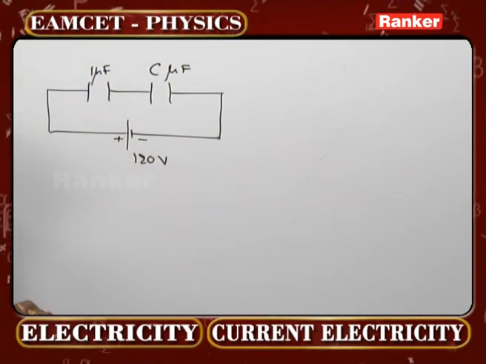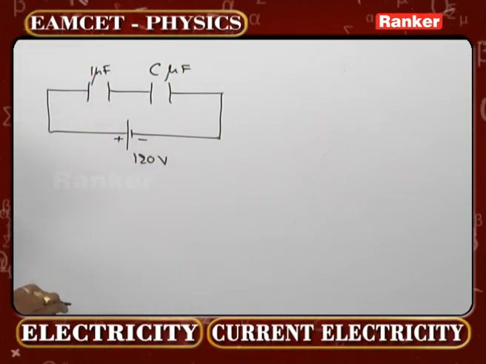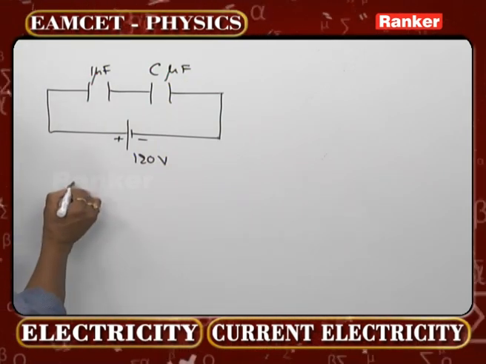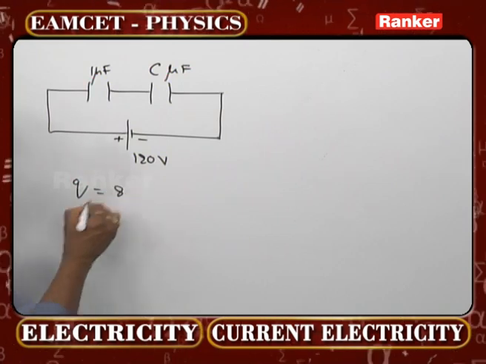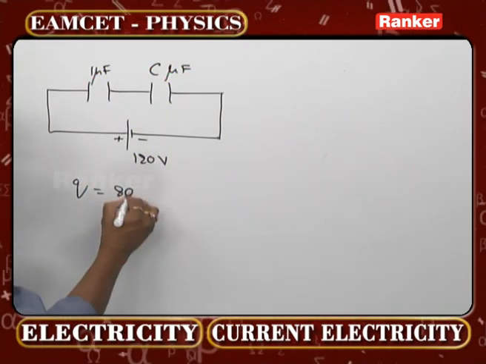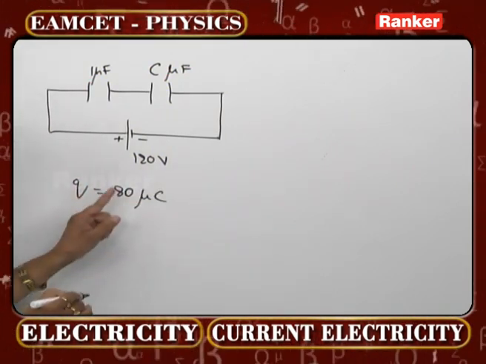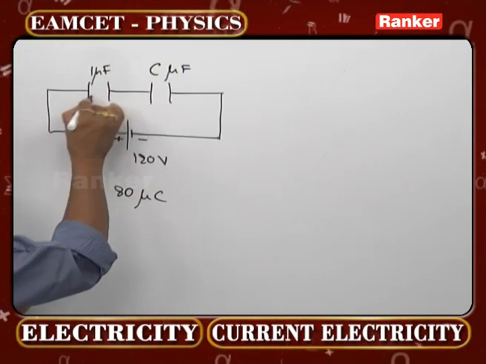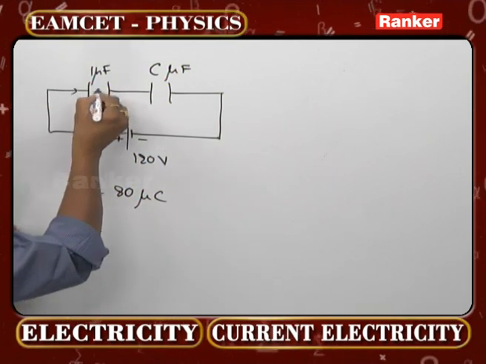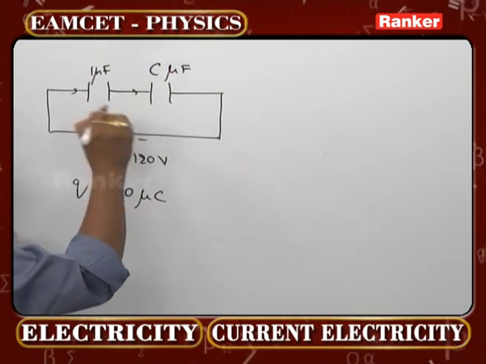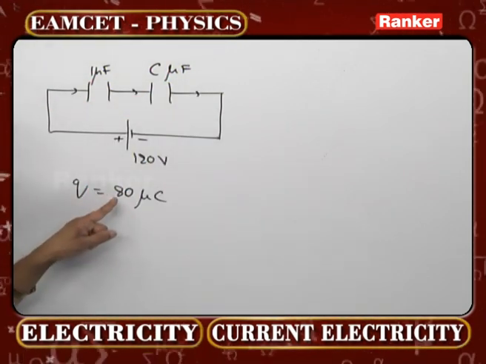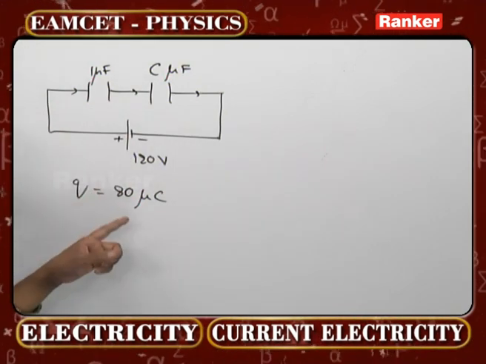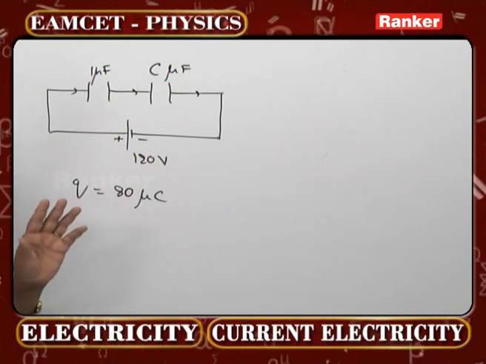He said that the charge on the combination is 80 microcoulomb. That is the point. Charge is going to be 80 microcoulomb. Common sense says when both are connected in series, the charge on the first condenser as well as the charge on the second condenser should both be equal to the same. That means in series combination, charge is the only quantity which remains constant.